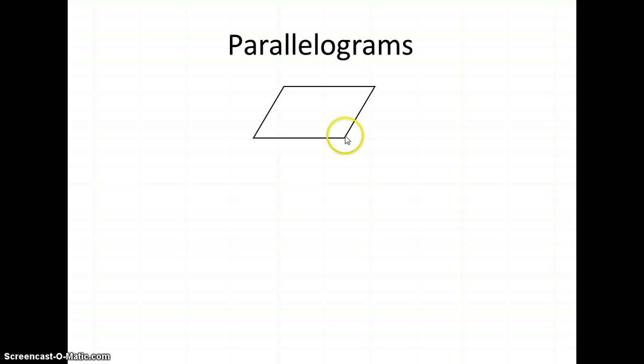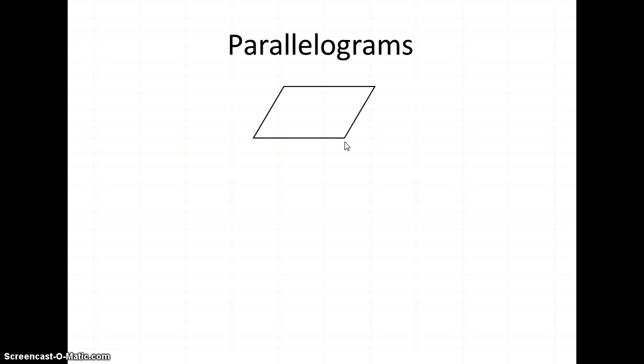They also have opposite angles that are congruent. These two angles are going to have the same measures. These two angles are going to have the same measures. But the important thing about a parallelogram is that the opposite sides are parallel to each other. That means if I were to extend these sides forever and ever and ever, they would never touch. So the top and the bottom are parallel to each other, but so is the left side and the right side.